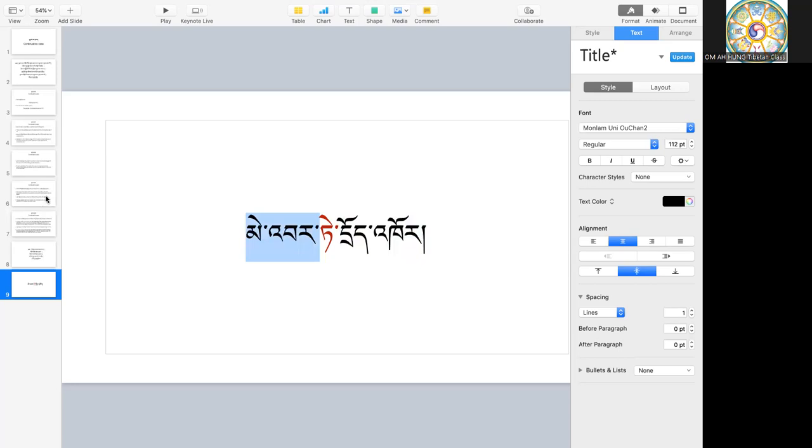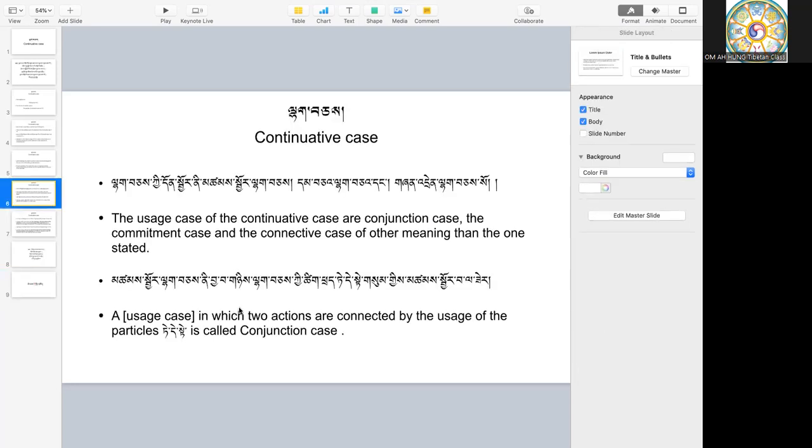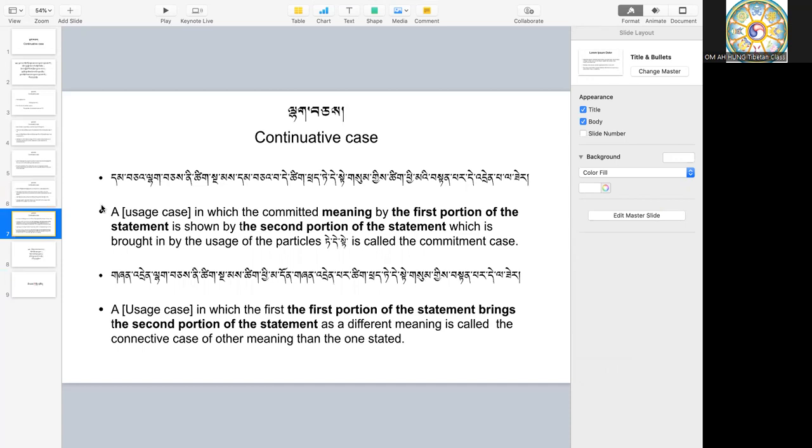So these particular types of statements are understood as the conjunction case, where there is connection or conjunction between two actions, only two actions. The first action being the cause, the second action being the consequence or the result. Okay, now the second usage case is tamjal halche.